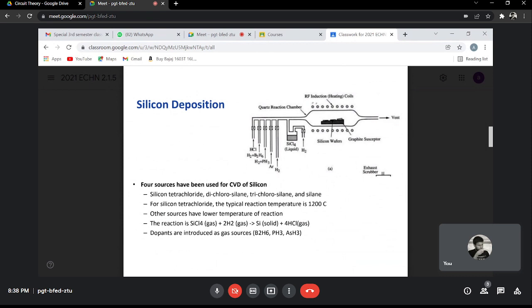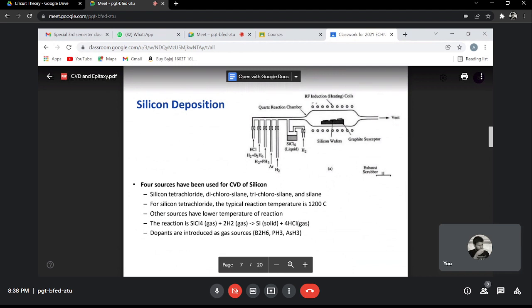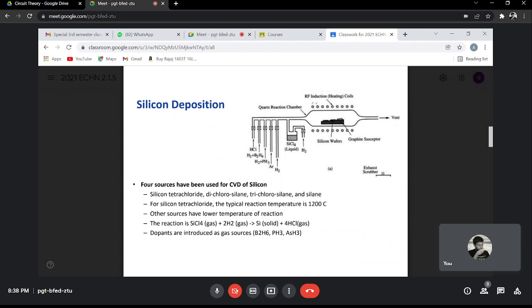So they all go through this chamber, and inside the chamber there is a silicon wafer sitting on a graphite so-called susceptor. Now, what it does is, you see the RF coils? When you send current through those RF coils, there's induction heating, and this graphite susceptor heats up, and then the wafers on top of it will heat up as well. So what will happen is this gas will flow through this and then react onto the surface, and the solid will be formed.